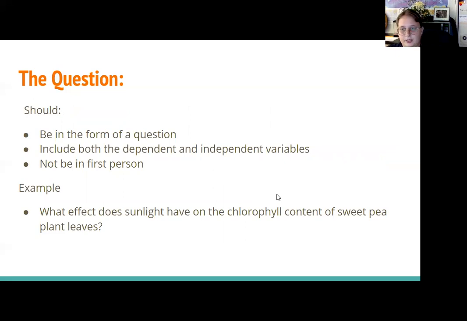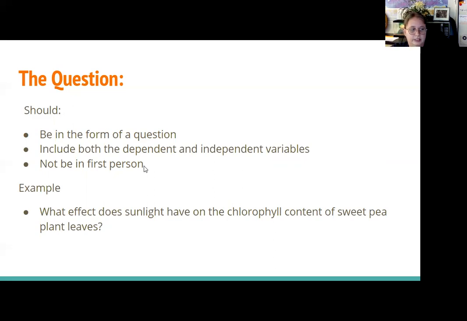All right, it needs to obviously be in the form of a question. So you're not going to want to say, "I want to know if the sun is yellow?" First of all, it's in first person. Second of all, it's not in the form of a question. So that's two things right here that we shouldn't be doing.